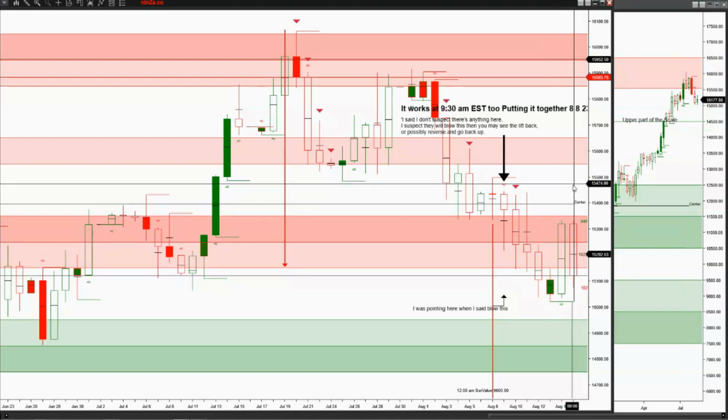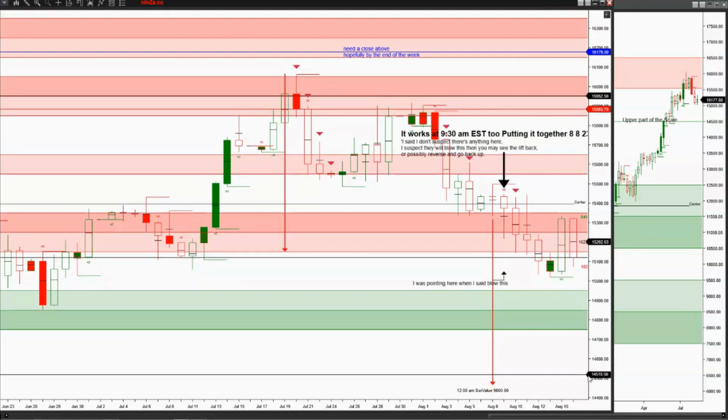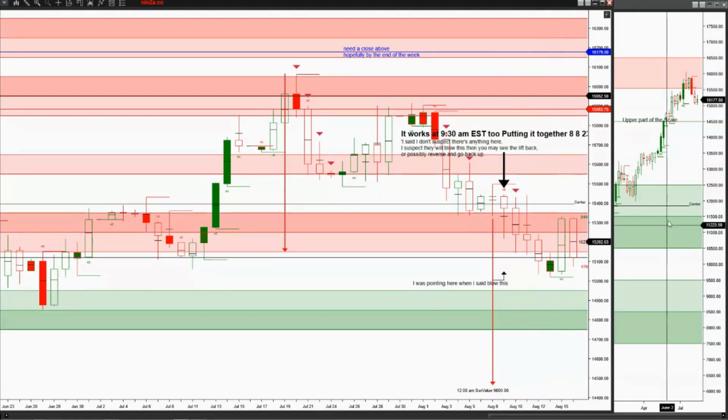Now, again, this is the 14,950 here. They may can get down to the trend distance, which is that 14.5. Okay, so you got the 14.5 here, 14.5 here. That's the upper part of the scale.